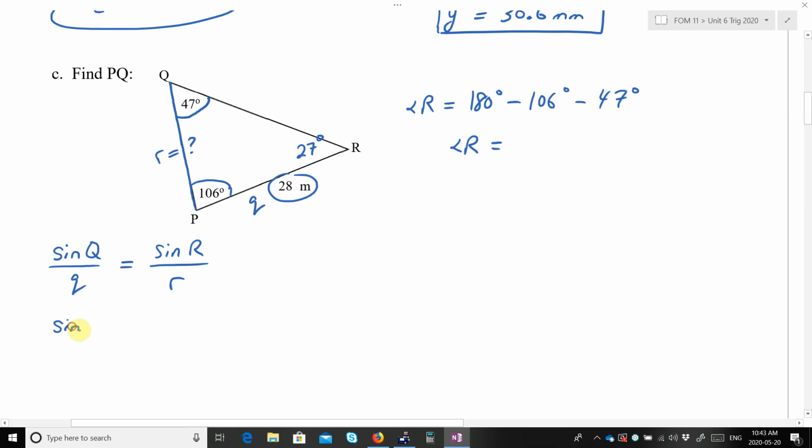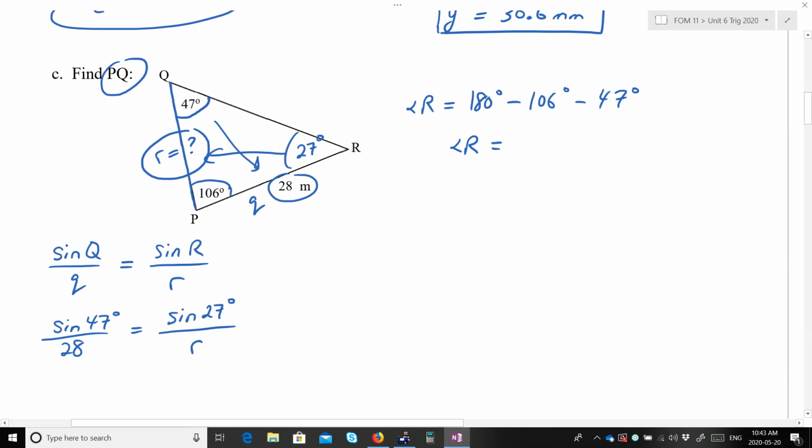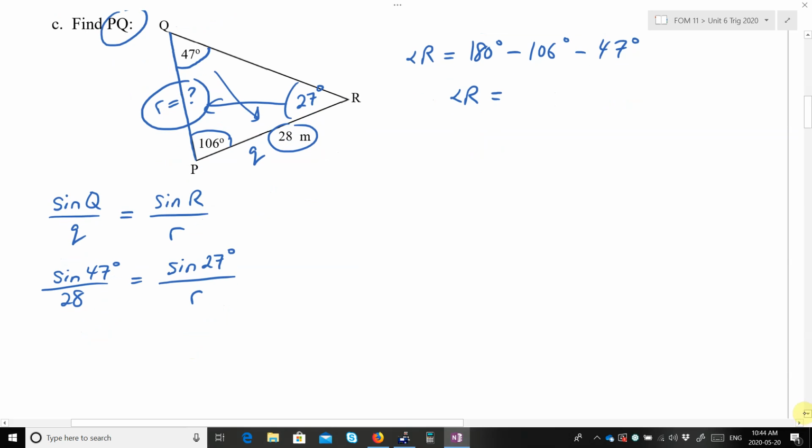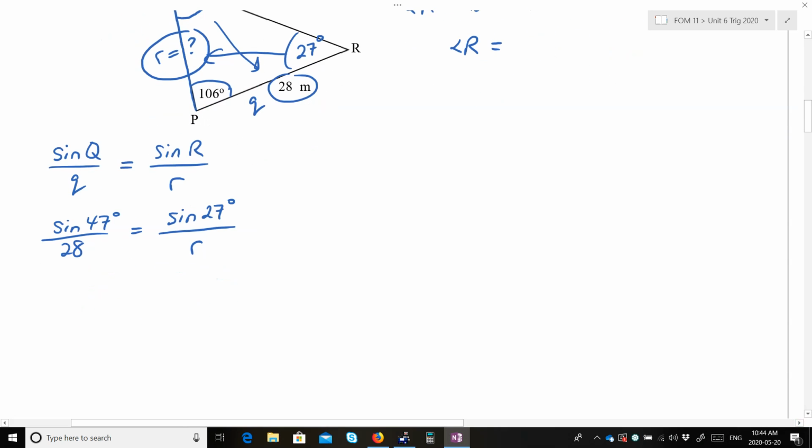Okay, so now I can go sine of 47 degrees divided by its opposite side, 28, is equal to sine of capital R, which is 27 degrees, divided by little r, which is what we are looking for right here. Okay, which matches up with this PQ that they're wanting us to find, that length. Okay, so now we do our little cross-multiply trick.